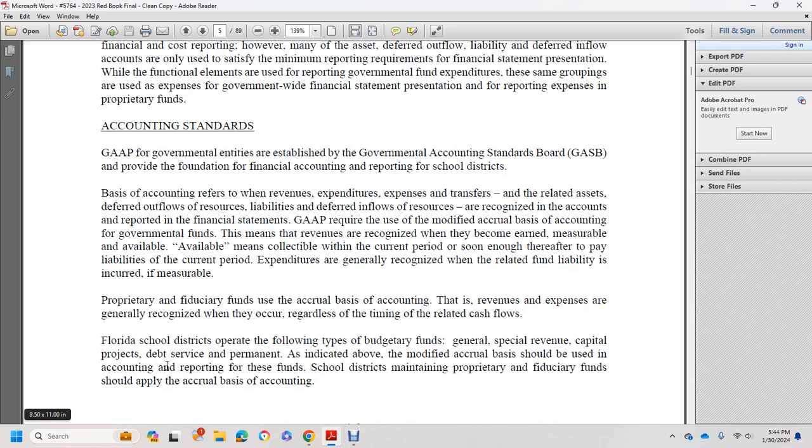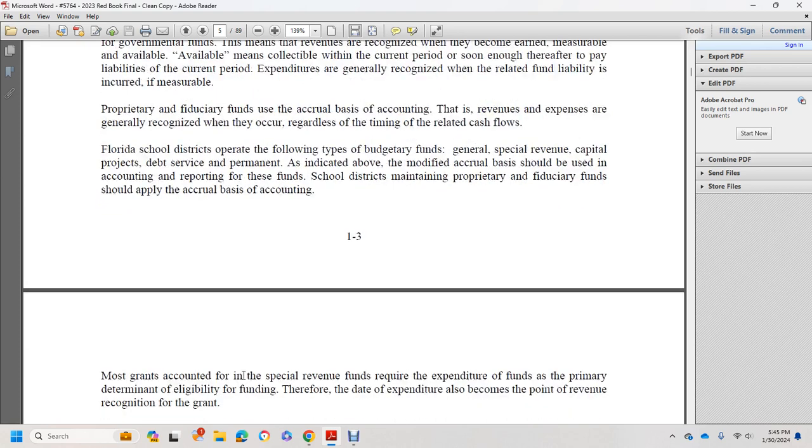Proprietary and fiduciary funds are used on an accrual basis of accounting. Revenues and expenses are generally recognized when they occur, regardless of the timing of the related cash flow. Florida school districts operate with the following types of budgetary funds: general, special revenue, capital projects, debt service, and permanent. As indicated above, the modified accrual basis should be used in the accounting and reporting for these funds. The school district maintaining proprietary and fiduciary funds should apply the accrual basis of accounting.